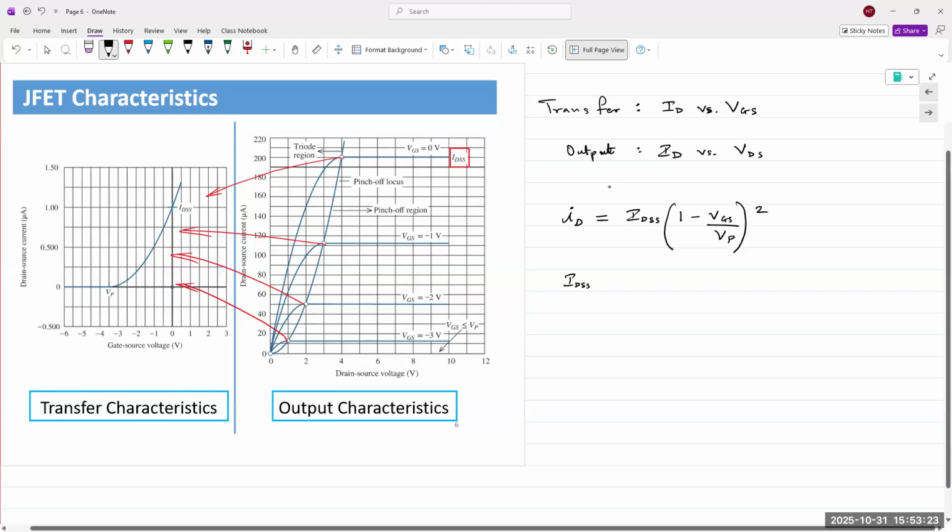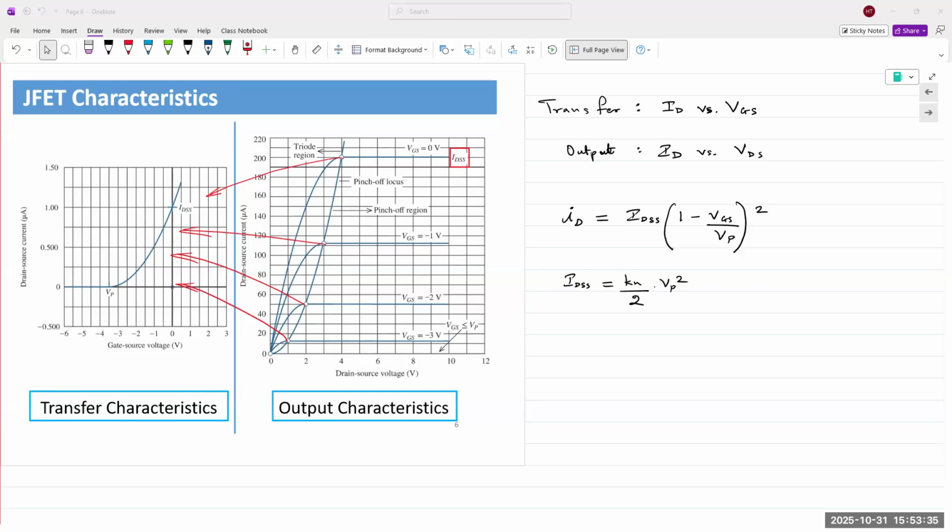There's one more equation. IDS can be obtained from the parameter Kn over 2 times Vp squared. Let's see if we have time to go into that. We don't have time. I wanted to get this done.